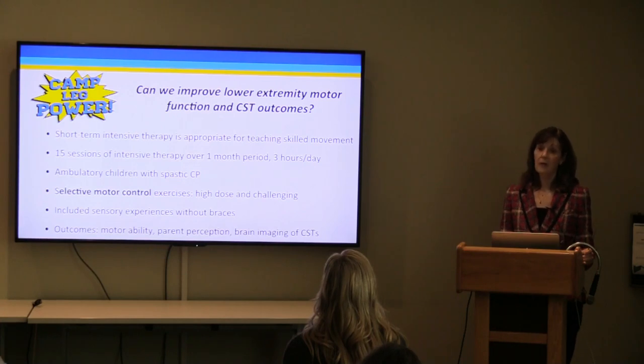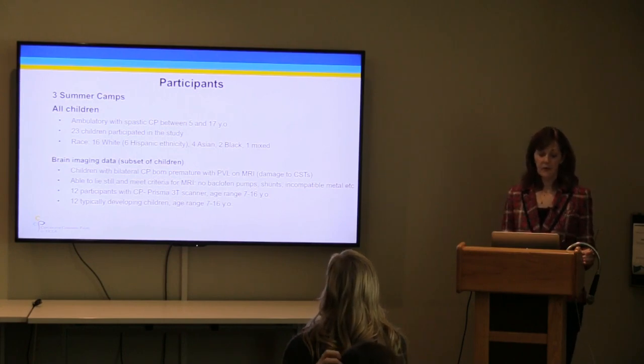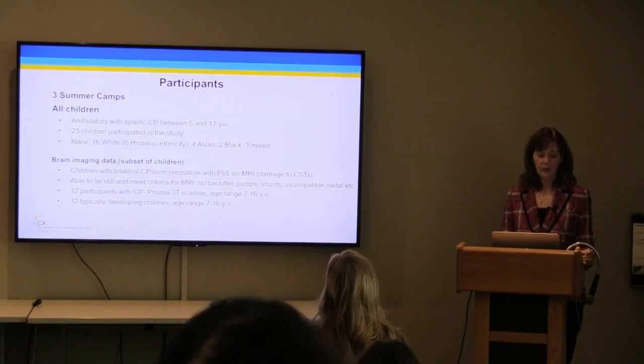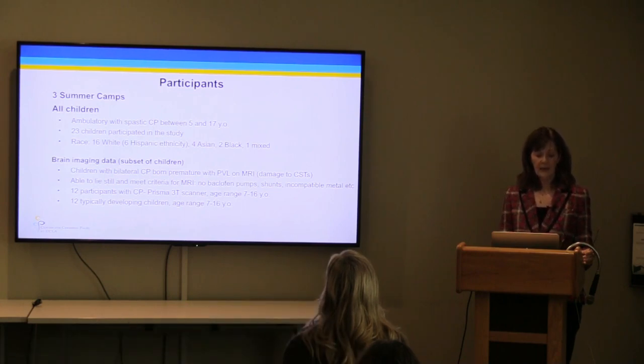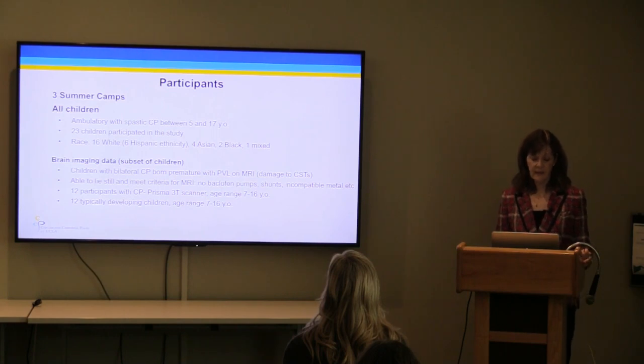And the outcomes were measures of motor ability, apparent perception, and also we did brain imaging of the corticospinal tracts. So we did this over 3 summers. The children were ambulatory, meaning they're able to walk, with spastic cerebral palsy, between the ages of 5 and 17 years old. We had 23 children who participated in the study, and they were a fairly diverse group, with 16 that self-reported as being white, and 6 of those had Hispanic ethnicity. There were 4 Asian, 2 black, and 1 of mixed race.